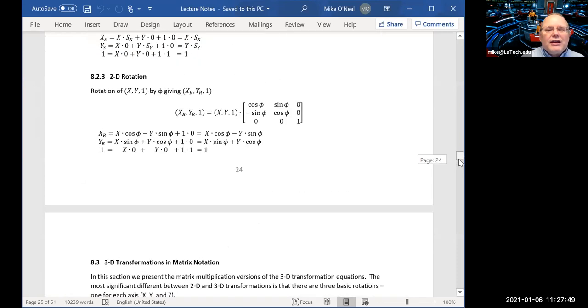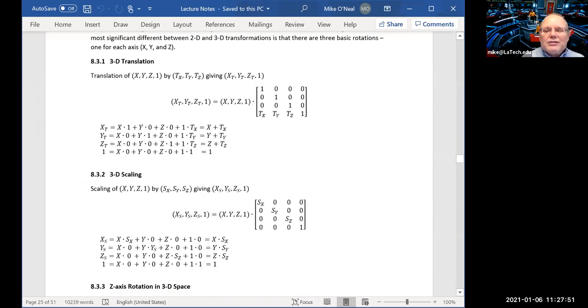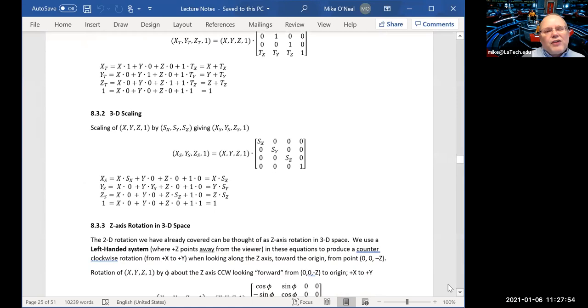You can ignore it, but it's correct. And then the scaling is the same sort of thing. The scale factors are along the main diagonal. You do the multiplication, and you get the same equations with the 1 equals 1 tacked on to the end.